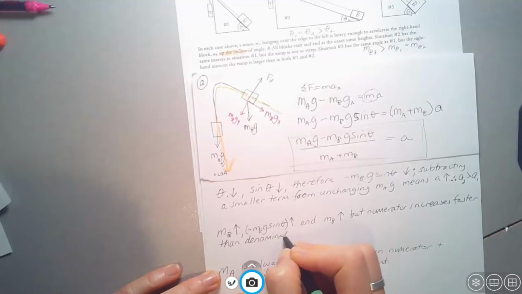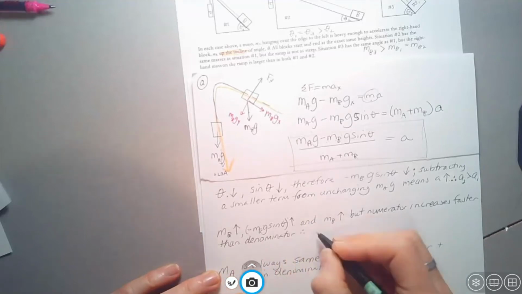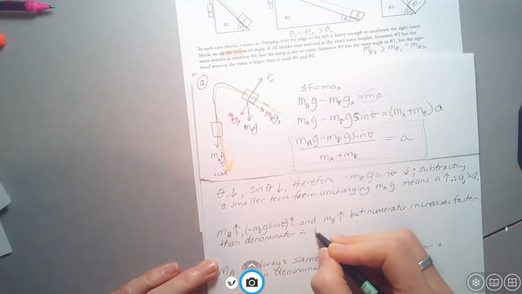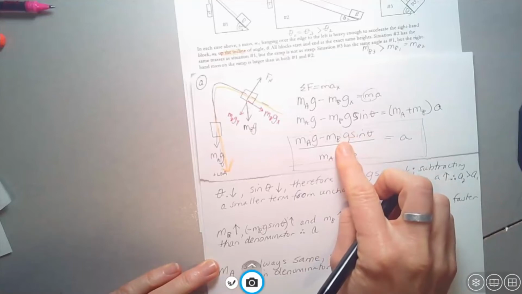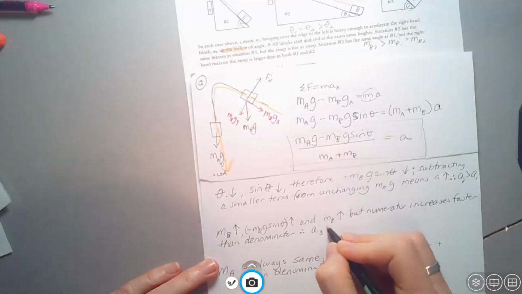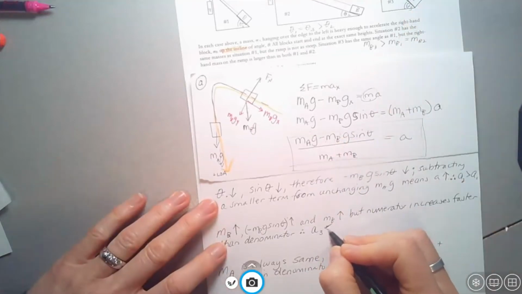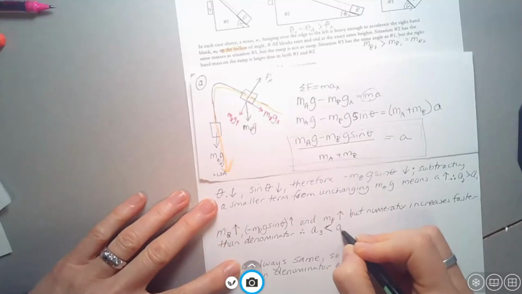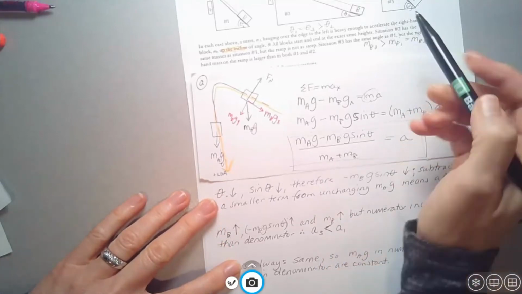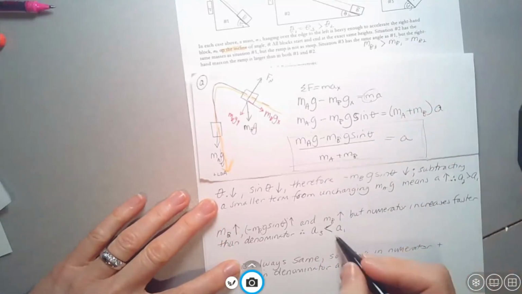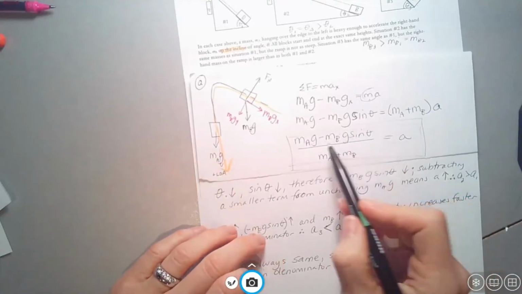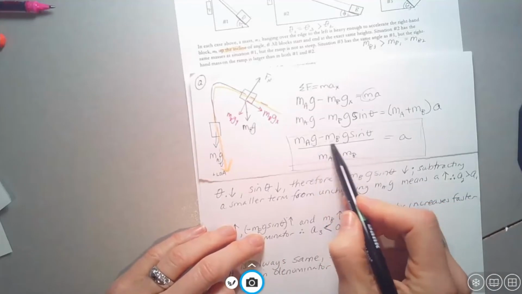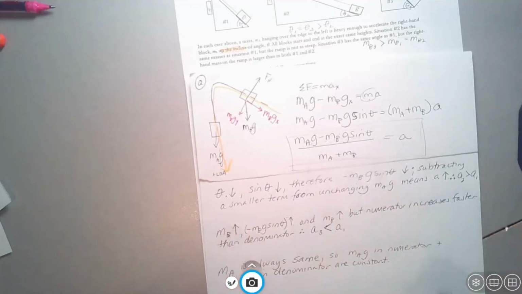So what's the effect of that? Therefore, when the mass is bigger, A3 is going to be smaller than A1. That's because you're going to be reducing this numerator by a lot, because you're subtracting a bigger number, so the acceleration goes down.